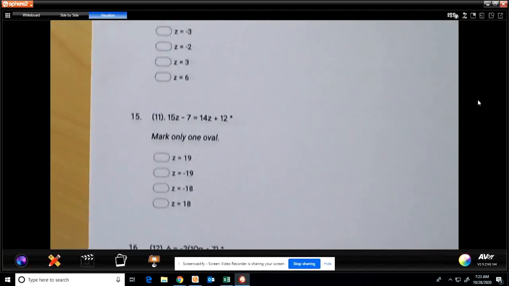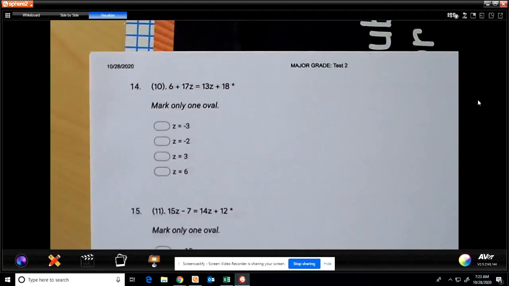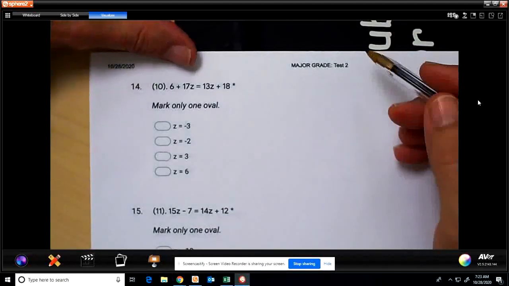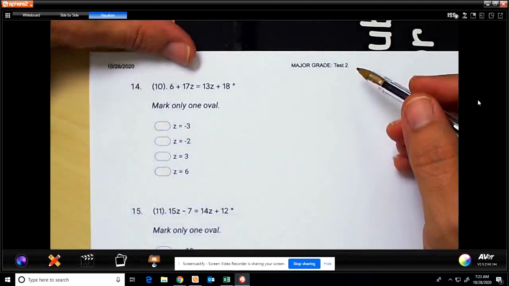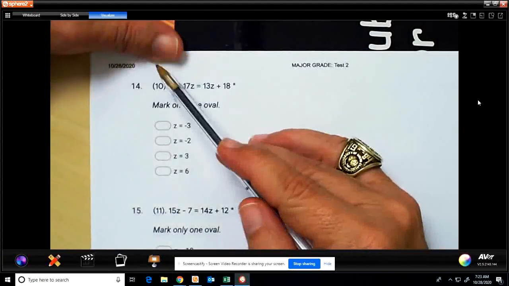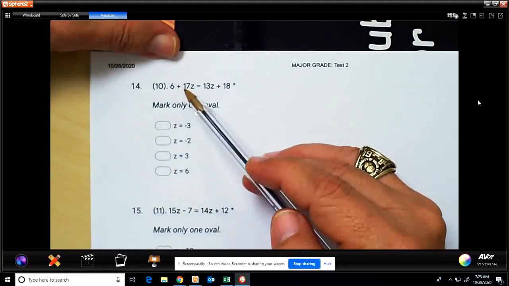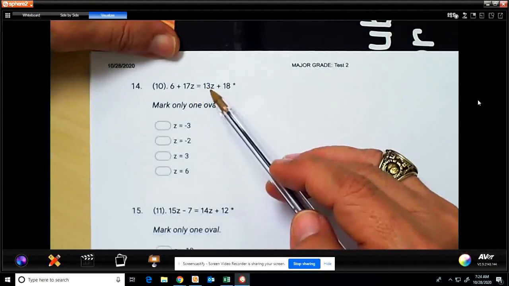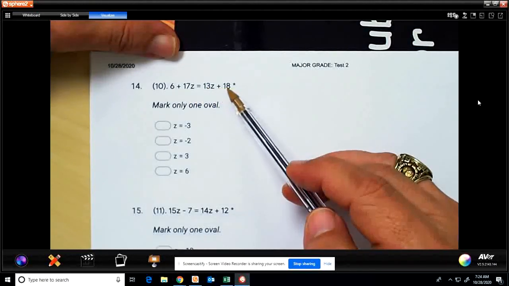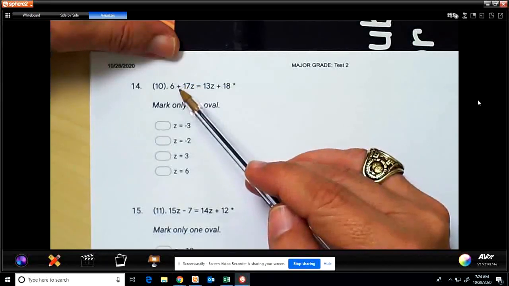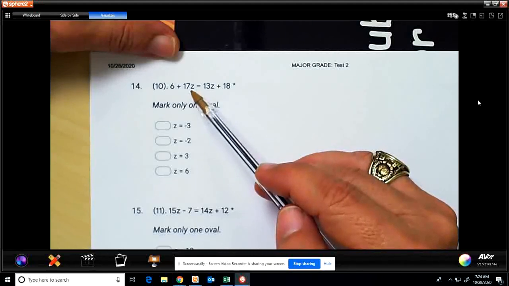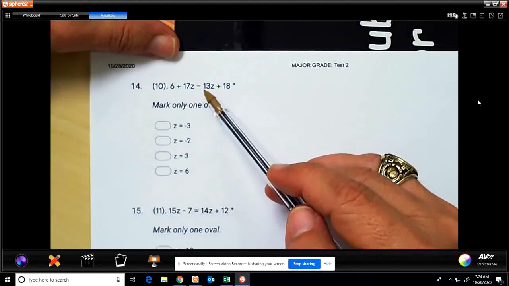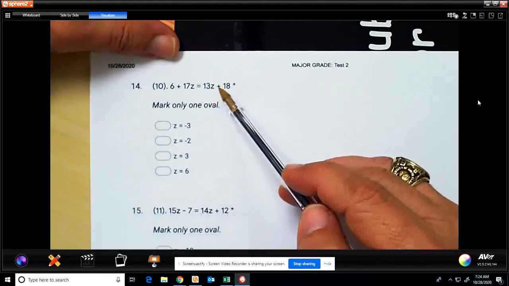Number 10. Again, we have 6 plus 17 times z equals 13 times z plus 18.